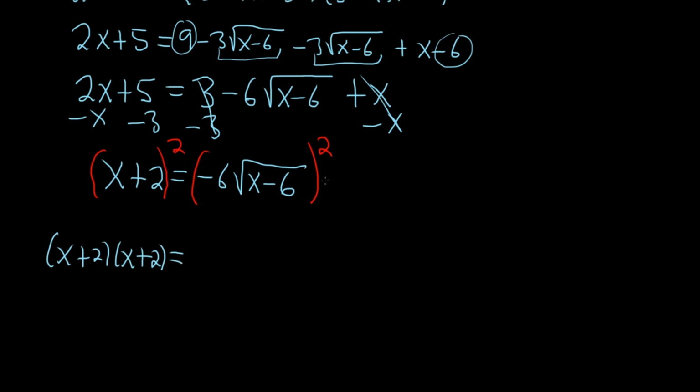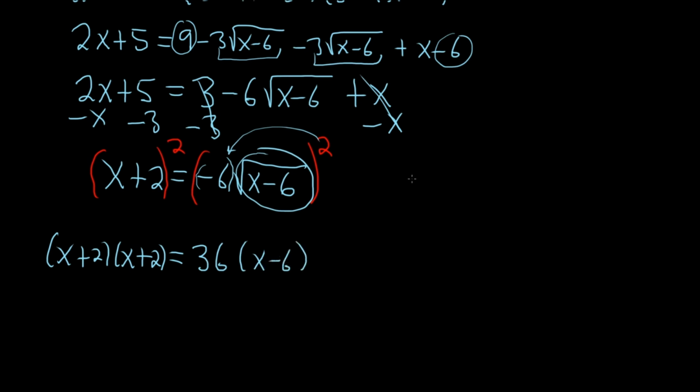And then here, properties of exponents say that we basically square each piece. So we square the negative 6. That's going to give us 36. And then you square the square root. That gives you x minus 6. So you square each piece.